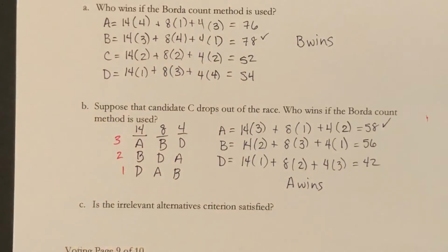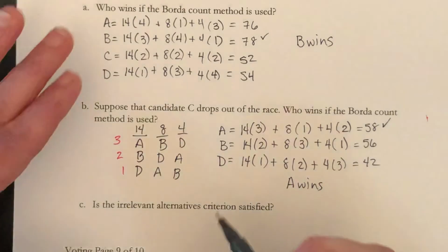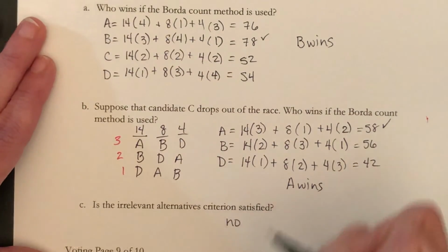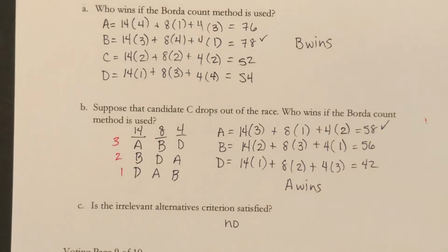Is the irrelevant alternatives criterion satisfied? Well, this is the one that says if somebody who lost drops out of the race, the winner should still win. And that didn't happen, so no. Now, I do want to stress that the majority of the time, these criteria are satisfied, but not a single method works all of the time.